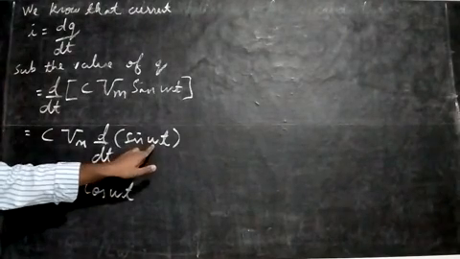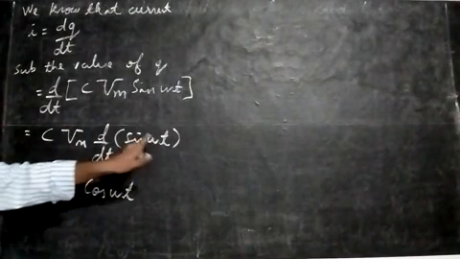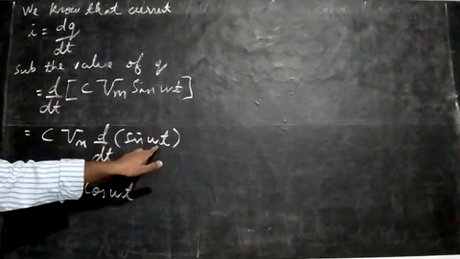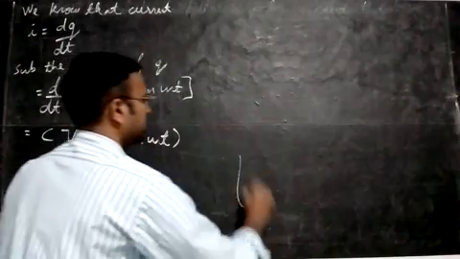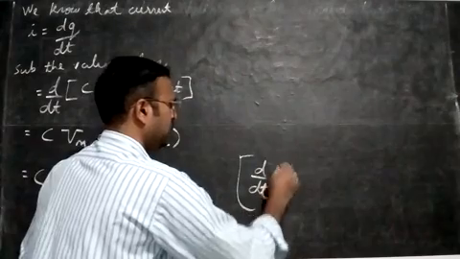But next we see that omega t is also there, so you differentiate this omega t also. Let me write on the left side here: d by dt of omega t.